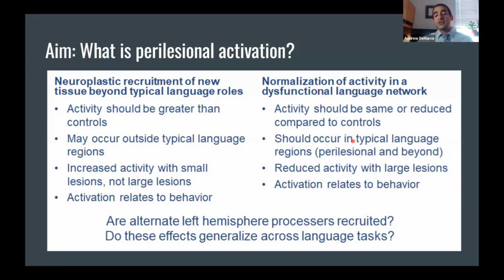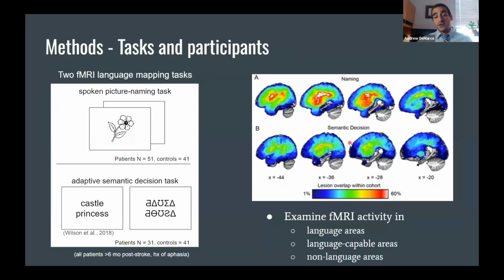We also ask the question: are alternative left hemisphere, that is to say non-language left hemisphere, processors recruited? And can we see evidence for this in multiple different tasks? So this is basically what we did. One thing I should say is that typically this kind of question is asked without reference to a healthy control cohort. One of the things you'll see throughout this lecture today is that it's really important to compare the patient to a normative distribution based on healthy controls.